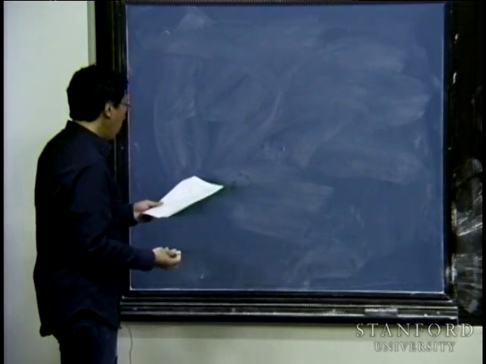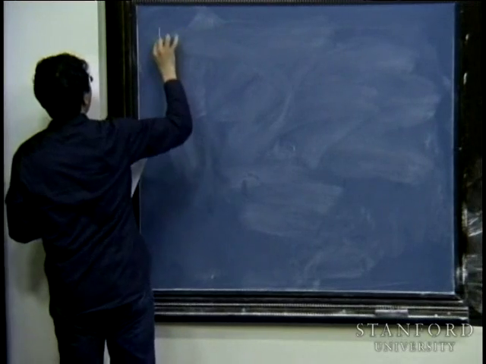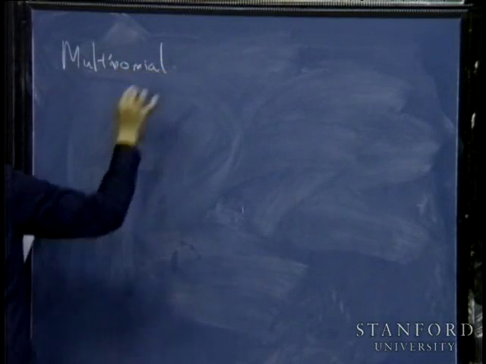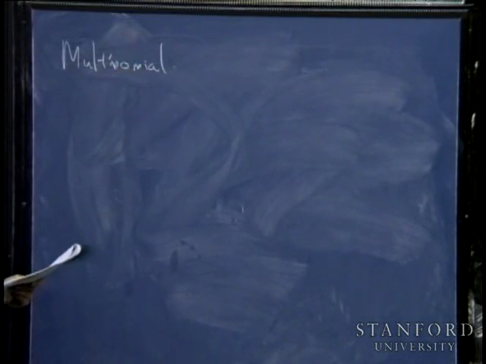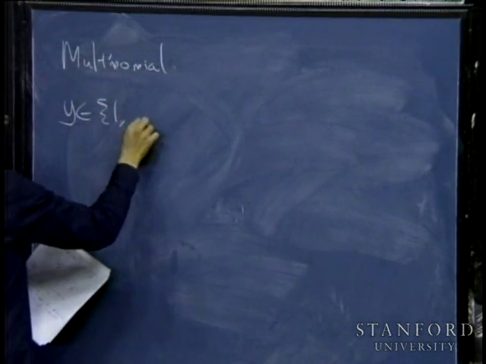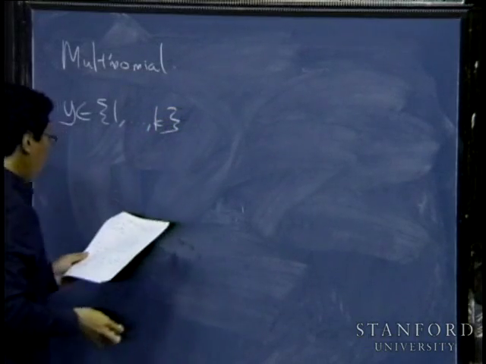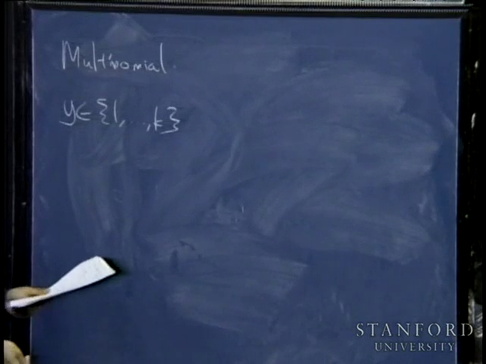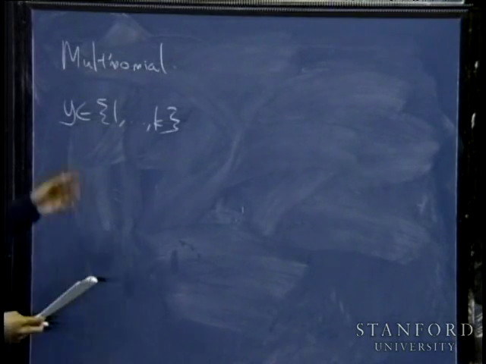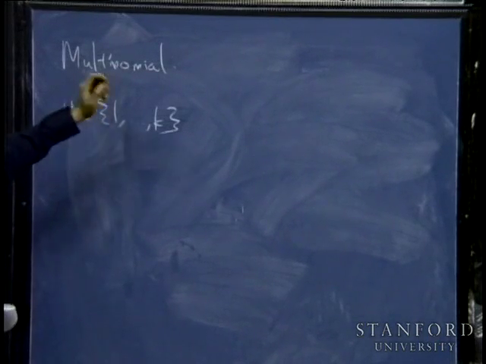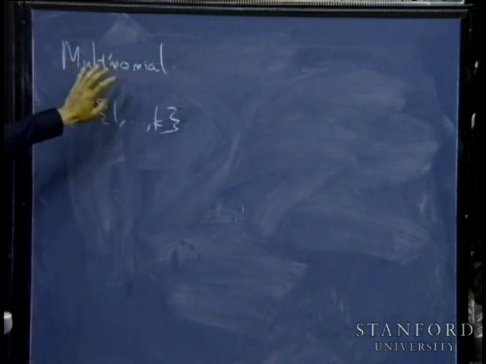And what I want to do is talk about the multinomial. The multinomial is the distribution over, let's say, k possible outcomes. And imagine you now have a machine learning problem where the value y that you're trying to predict can take on k possible outcomes, rather than only 2 outcomes.